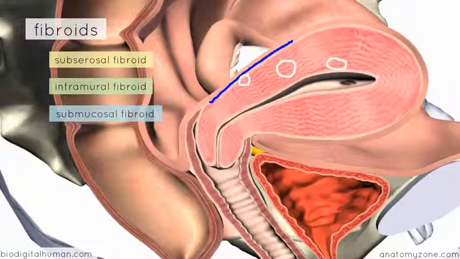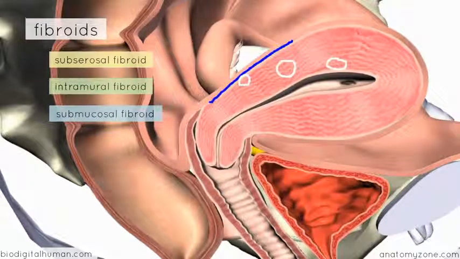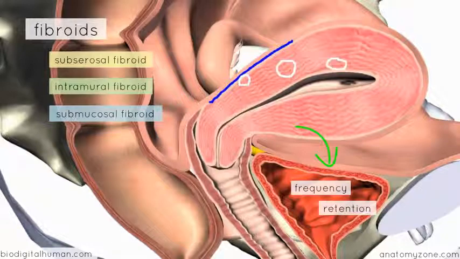So like I mentioned, fibroids are a common cause for menorrhagia, but they also cause pain, which is known as dysmenorrhea. And then you can have other effects from the fibroids due to local pressure effects. So a large fibroid could put pressure on the bladder, leading to frequency or urinary retention.